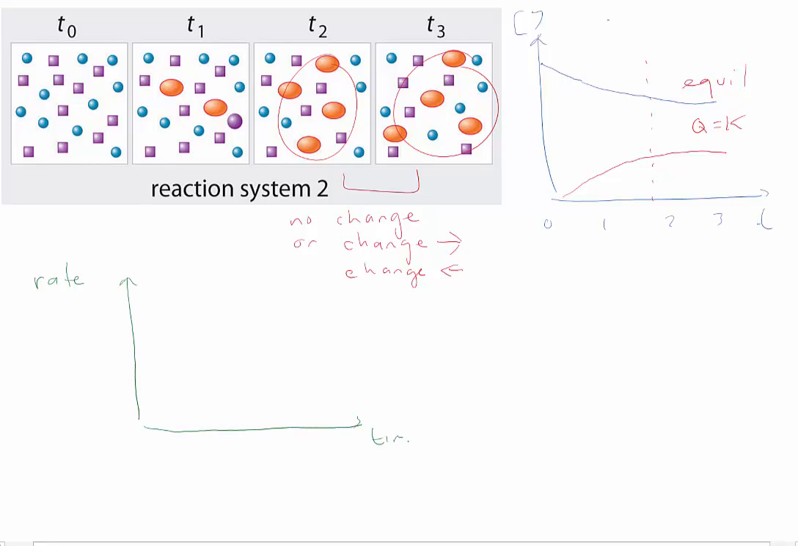The rate for this reaction follows a similar curve, except that it reaches equilibrium much faster. And when it reaches equilibrium, the reverse rate and the forward rate are equal. This one represents a faster reaction, even though the equilibrium position is actually different.